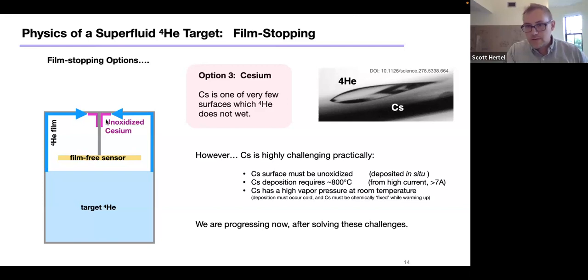So this was a huge ordeal, a huge challenge. I'm glad that we finally have solved all these practical challenges and we're looking at beautiful data.